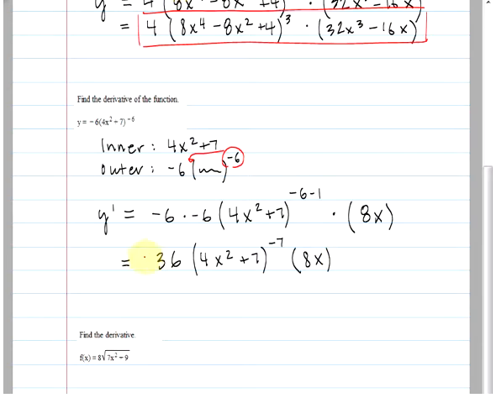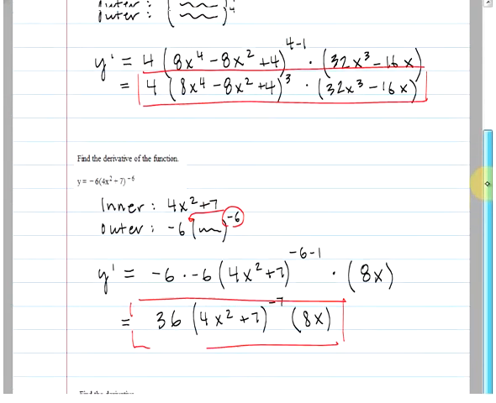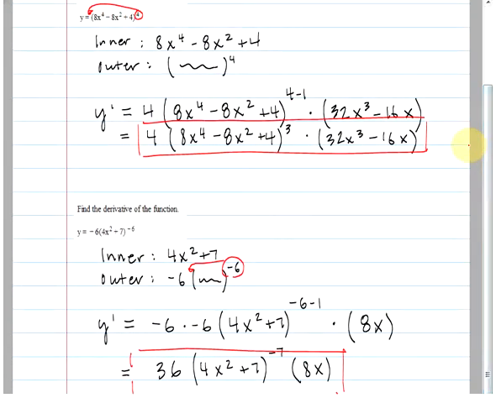And so your final answer is 36 times the quantity 4x squared plus 7 all to the negative 7th power times the quantity 8x. And again, as long as you utilize parentheses where I've utilized them here, your final answer is good to go as is. So if you're having a hard time identifying which is the inner function and which is the outer function, notice that in our first two examples, the inner function is what's inside parentheses, and the outer function is kind of what affects those parentheses.